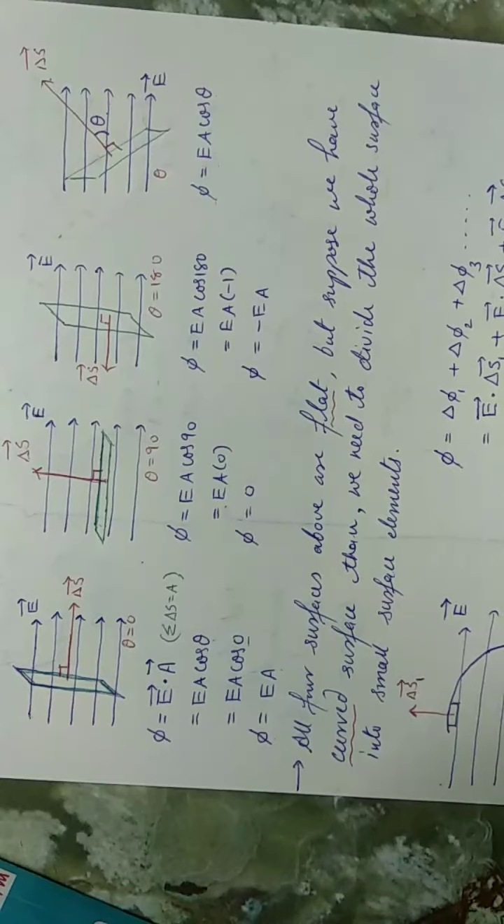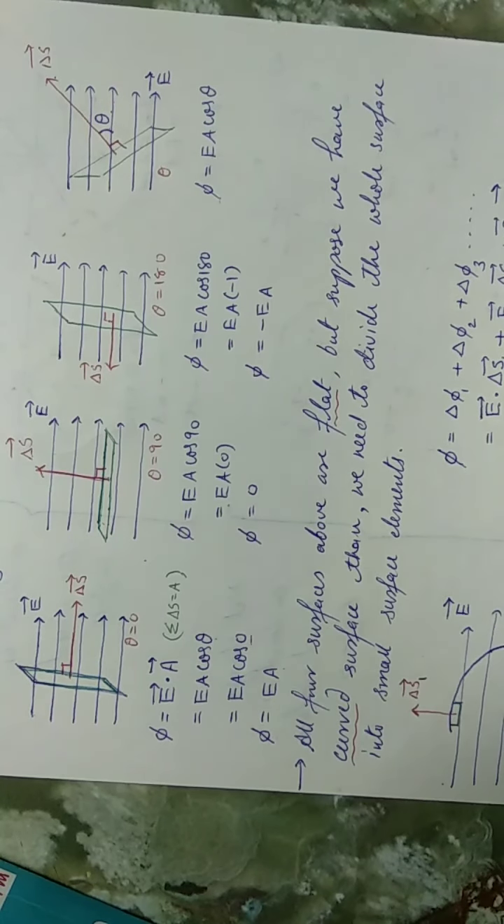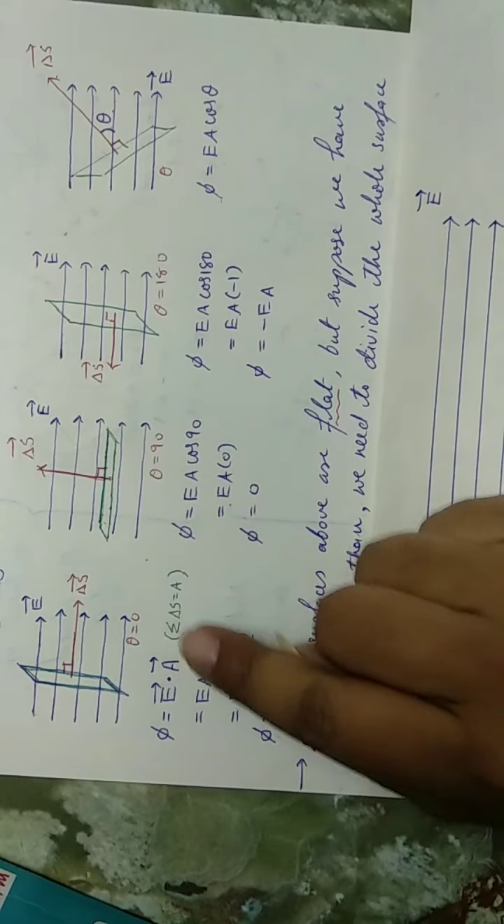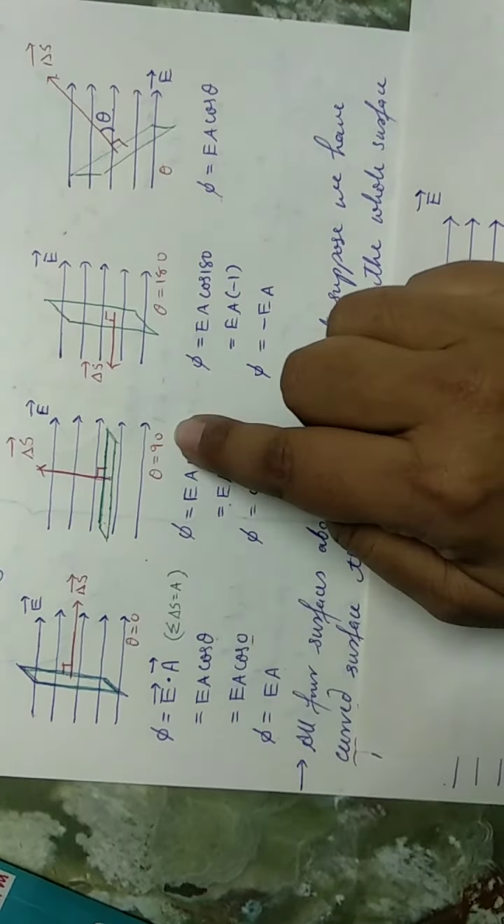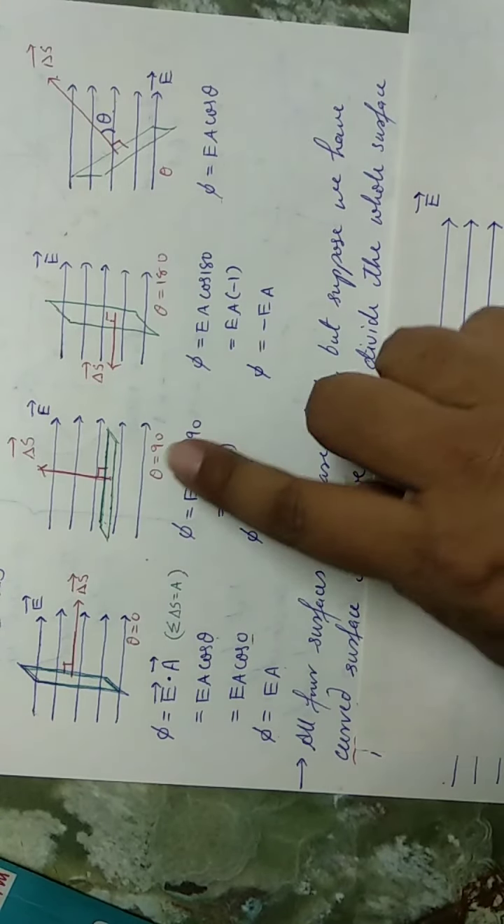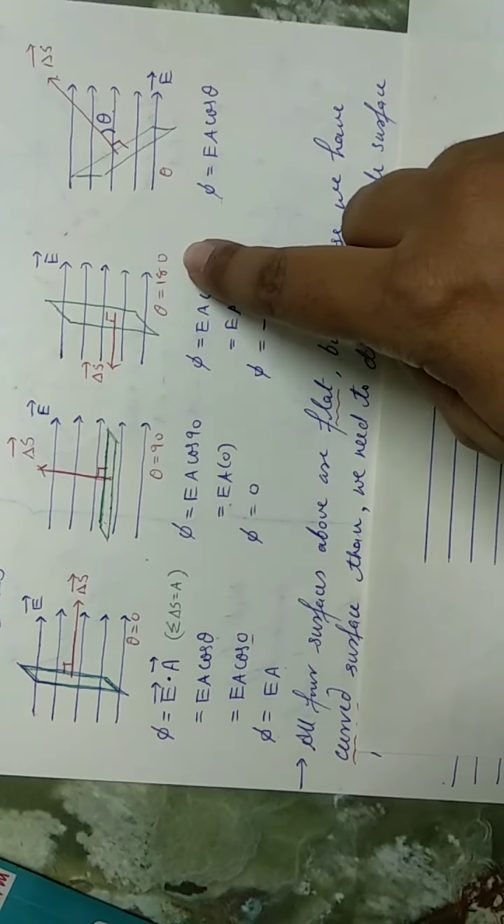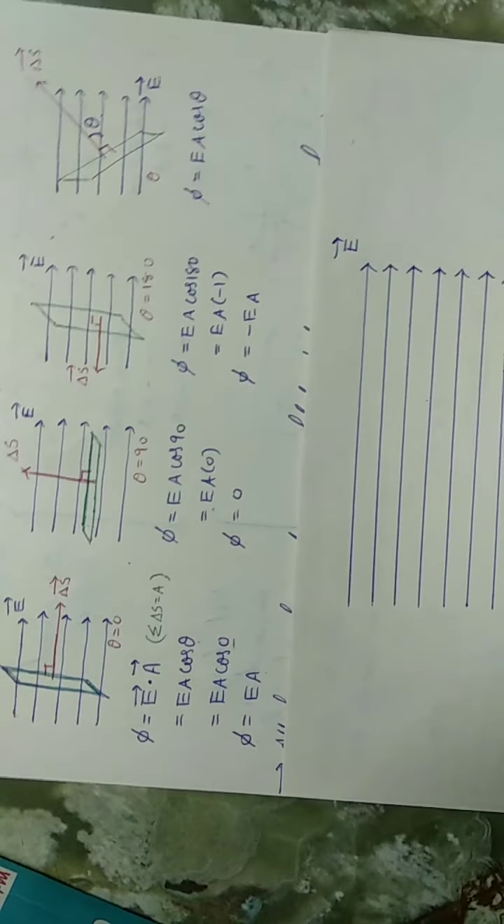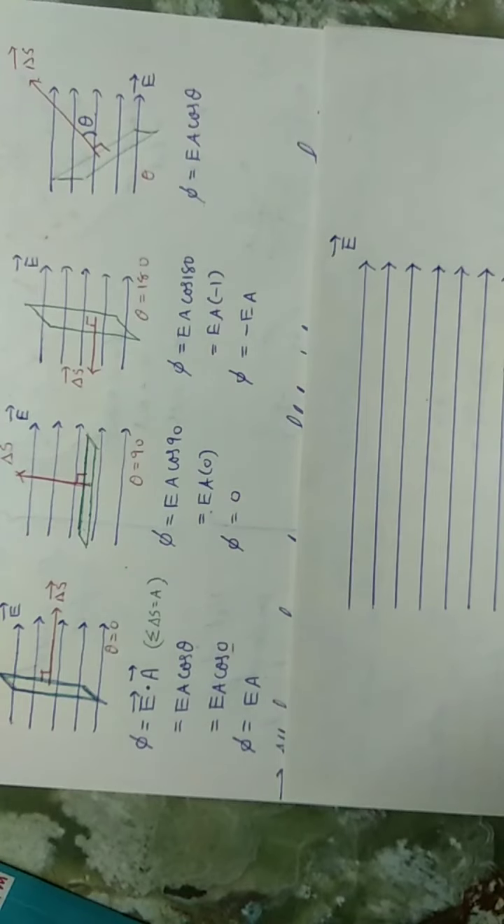Now all these surfaces are flat surfaces, and we have already studied this. You can see that the values of flux are ranging from positive to negative. For the values of theta between 0 to 90, flux is remaining positive. And for the value of theta ranging from 90 to 180, the flux becomes negative. Just see, how the flux reduces as you move from this to this.